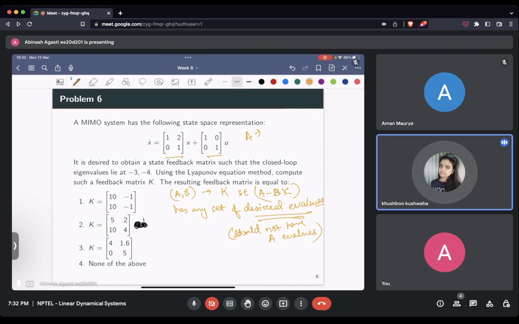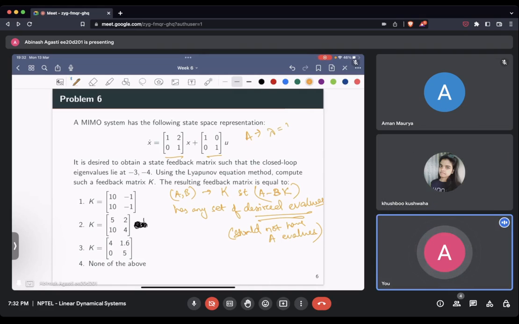So A has eigenvalues 1, 1. Then the first step is to select an n cross n matrix, in this case a 2 cross 2 matrix F, with the desired eigenvalues. Okay, so what is F?